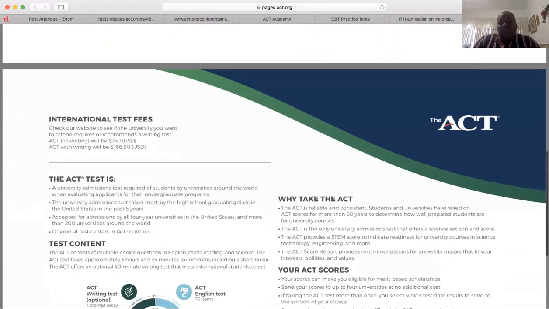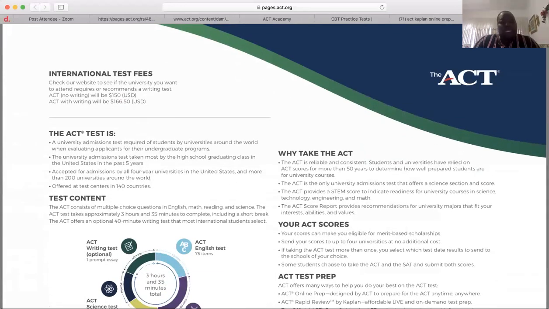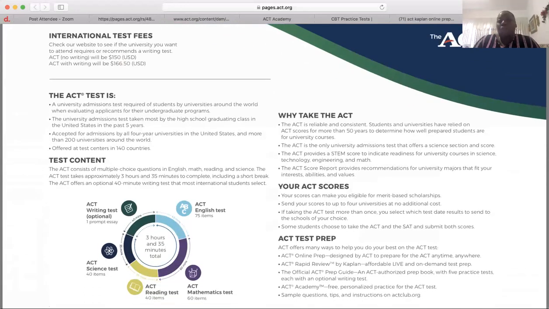Now, we do have a couple of other resources on ACT.org. If you want more robust prep, maybe like a weekend boot camp, we do have, as you can see over here in the ACT prep section, ACT online prep, ACT rapid review, the guide, and of course, ACT Academy. Those other 3 resources that I just showed you are there for free.